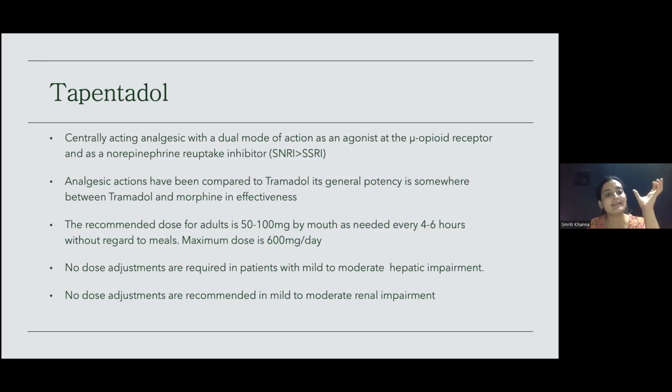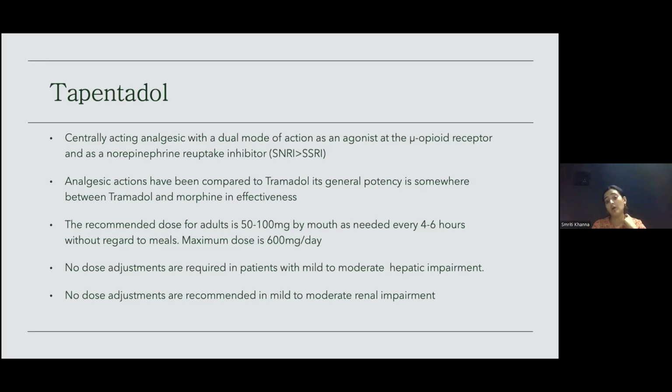So now we see that both tramadol and tapentadol have some neuropathic effect to some extent. There are quite a few opioids which do also have additional neuropathic effect. We'll get to each of them and we'll describe that as we get to them. Its analgesic effects have been compared to tramadol, but its potency is somewhere between tramadol and morphine.